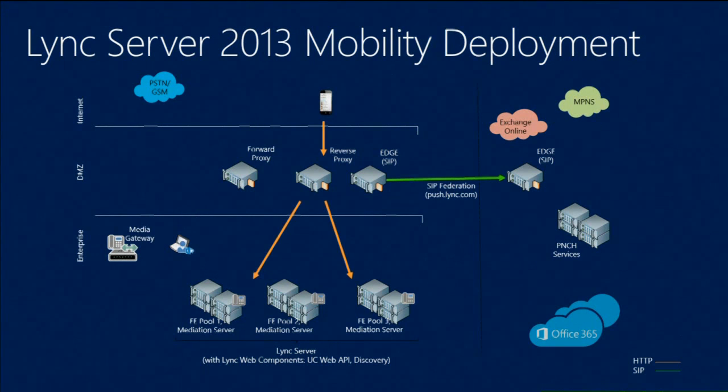So when my client signs in, it doesn't sign in over the edge. It uses my reverse proxy. It uses the REST APIs to talk through UCWA, it's our UC Web API, and it uses the UC Web API to talk to Lync. This means that our mobile clients now actually use HTTPS instead of using SIP.